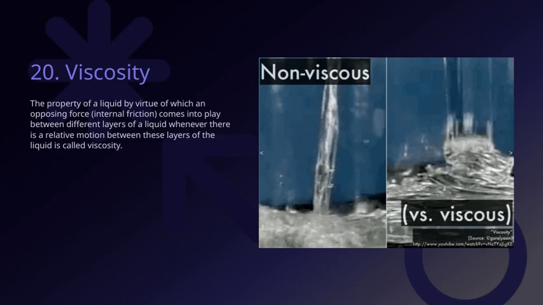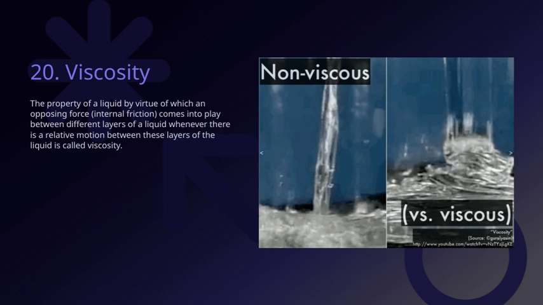Now, let's talk about a very important property of liquids, which is called viscosity. Viscosity is essentially the property that describes how a liquid resists flow. It comes into play due to an opposing force, known as internal friction, that occurs between different layers of the liquid when there is relative motion between them. So, whenever one layer moves over another, this internal friction acts against that motion, making the liquid flow more or less easily. The higher the viscosity, the more resistant the liquid is to flow.